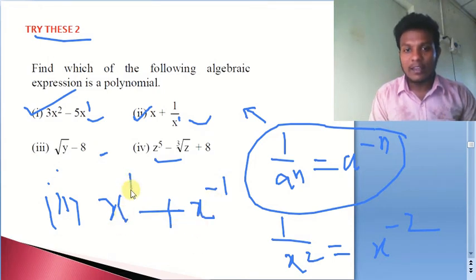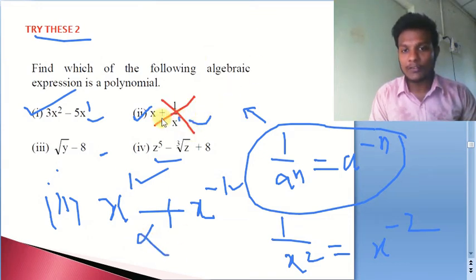Now see, here x power 1 is there, here x power minus 1 is there. So 1 is a whole number, but minus 1, is it a whole number? No. So that is why it is not going to be a polynomial. We can rule this one out. This is the polynomial that we have seen. Now see the third example, root y minus 8.